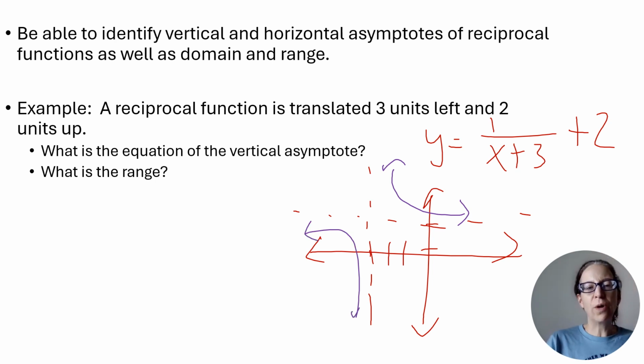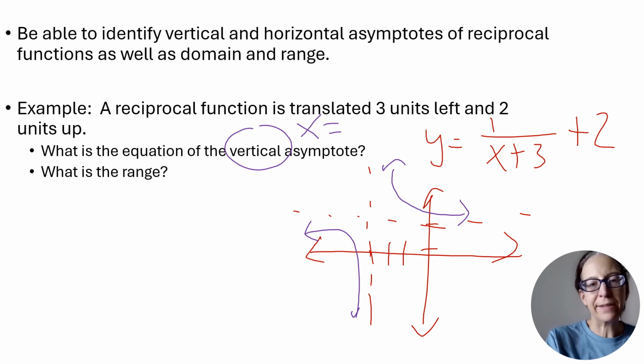Okay, so what is the equation of the vertical asymptote? Remember, vertical asymptotes always take the form x equals, and this would be at x equals -3. You can also reason that out looking over here at the function. When x is equal to -3, that's when you're going to have a 0 in the denominator. So that's how you know that there's an asymptote there.